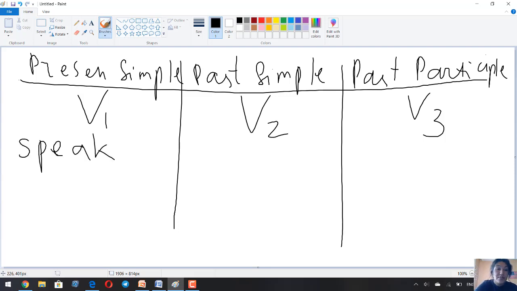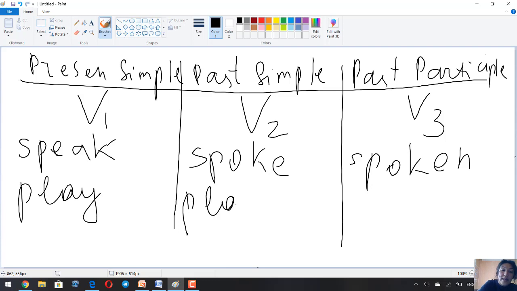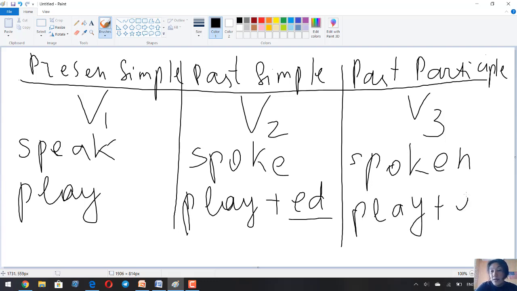Speak. An irregular verb is speak. In past simple, it changes the form: spoke. In past participle, it also changes the form into spoken. But regular verbs don't change the form; they take the ending ed in past forms. For example, play. It doesn't change the form, it just takes the ending ed. And in past participle, we also add the ending ed.